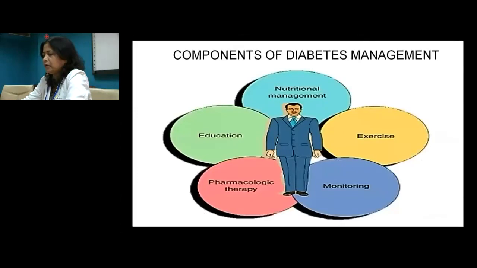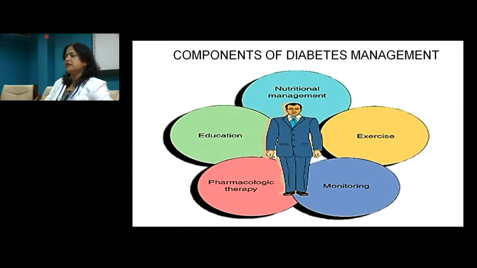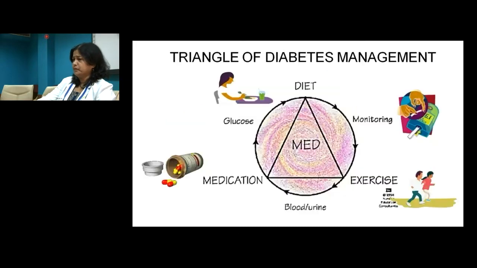Now comes the components of diabetes mellitus. There are so many components, but basically there are 5 components to manage diabetes. One is overall monitoring of everything, then the drug, or you can say pharmacological therapy. One is awareness or education, and one is nutritional management, and the most important thing is exercise also. So this is the triangle of diabetes management, that is basically diet, drug, and exercise. So there are 3 components by which we can manage any kind of diabetes in adults.